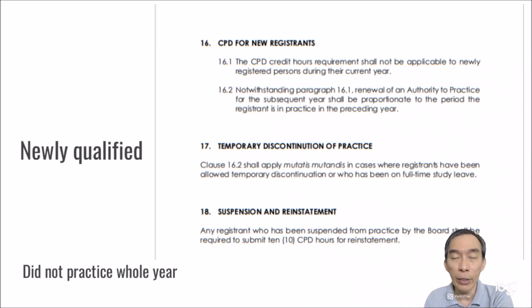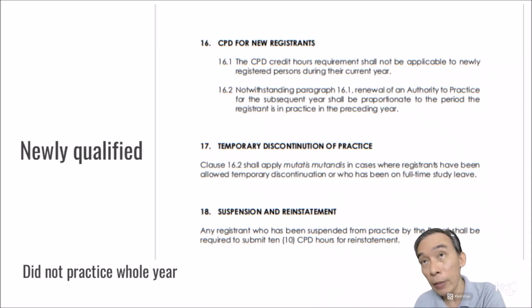So as I mentioned earlier, he practiced only 4 months in 2023, so it will be proportionate to these 4 months. So 10 points for 12 months. What is 4 months? How many points do you need to accumulate for your renewal when you are only practicing part of the year? If it is half of the year, you are practicing 6 months, then you need 5 points now to renew for the future year. But when you are in the future year, because you are fully in practice, you need to collect the whole 10 points. How about temporarily discontinuing practice?